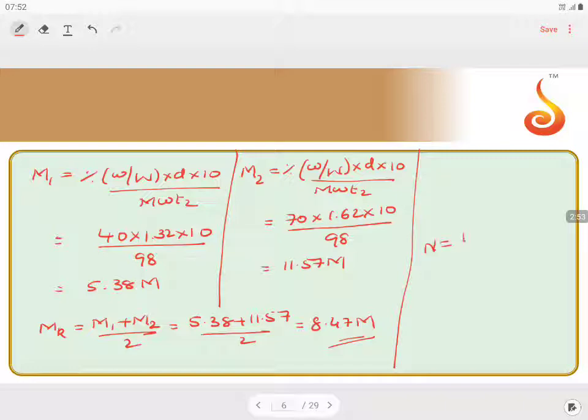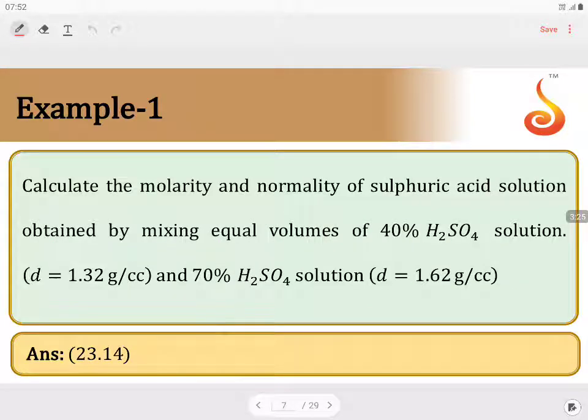We know normality is equal to molarity into valency factor, that is 8.47 into 2, so 16.94 normal. That is your resultant normality and molarity, where they are asking you to calculate the molarity and normality of the solution.